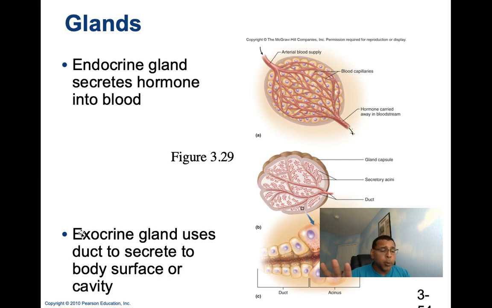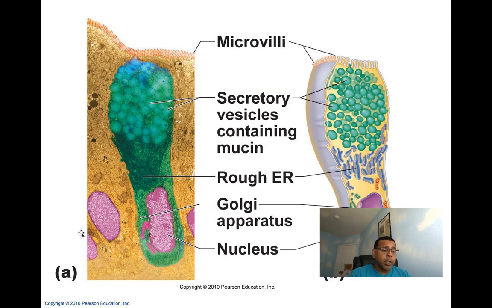Examples of exocrine glands will include mucus glands, sweat glands, oil glands, salivary glands, the liver, and the pancreas. Now, when we talk exocrine glands, we have unicellular and we can have multicellular. When we talk unicellular exocrine glands, an example are mucus cells or goblet cells.